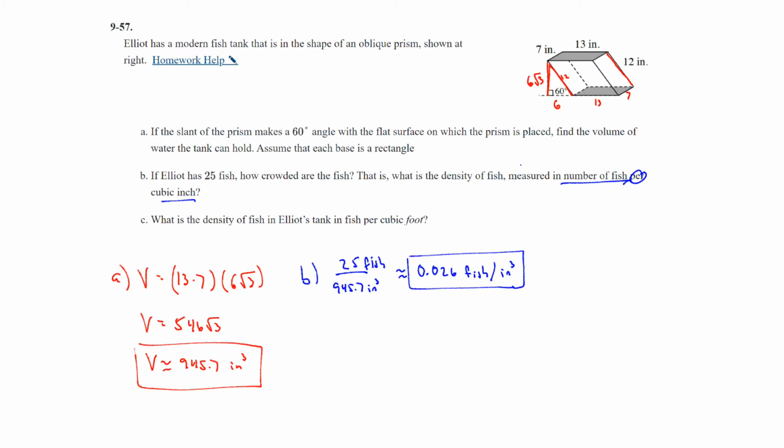Now that might be a little hard to realize, in terms of a cubic inch is not very big for a fish anyways. So in part C it says, what is the density of fish in Elliot's tank in fish per cubic foot? So, 1 foot by 1 foot by 1 foot. So we still have 25 fish. We still have it over 945.7 inches cubed, but we want to change it to feet. So there's 12 inches in 1 foot.